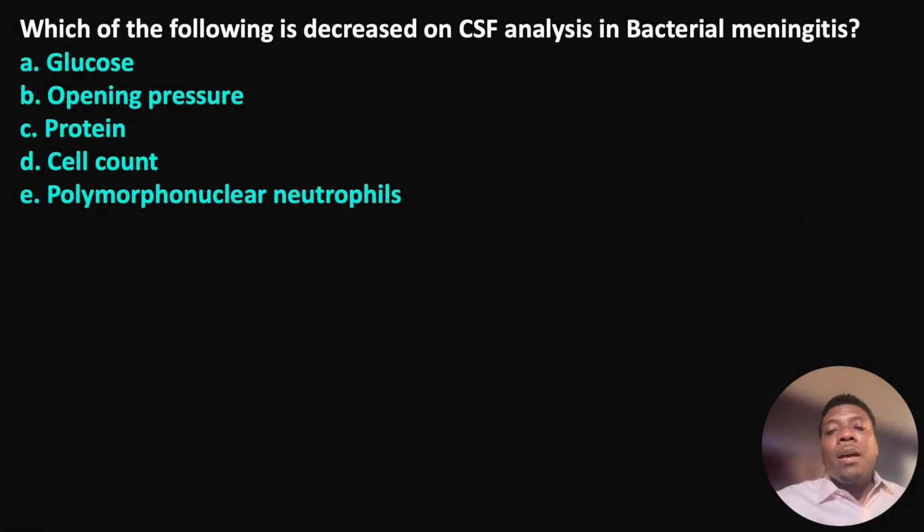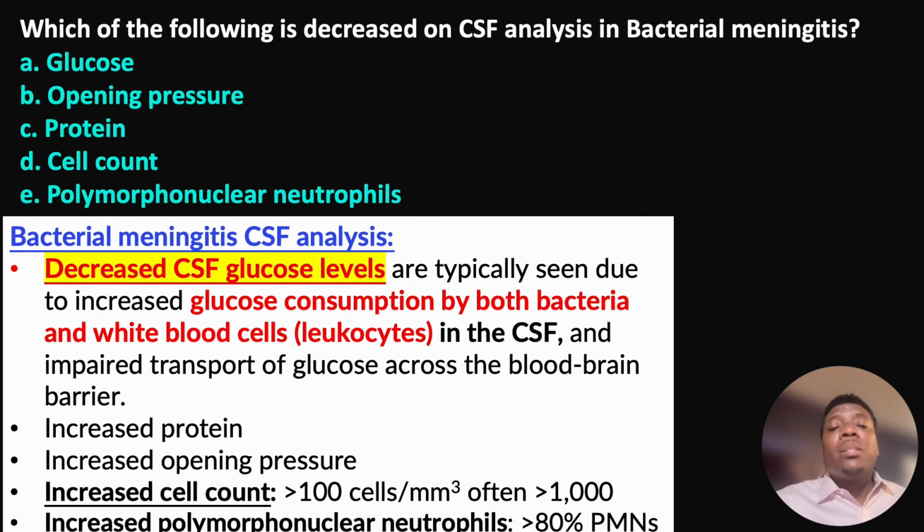In this case, bacterial meningitis, bacteria love to eat glucose, and therefore a decreased CSF glucose is hallmark for bacterial meningitis. All the other parameters are expected to be increased in bacterial meningitis.